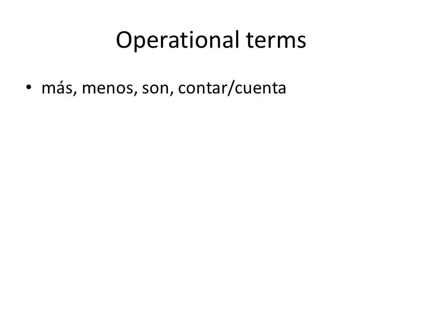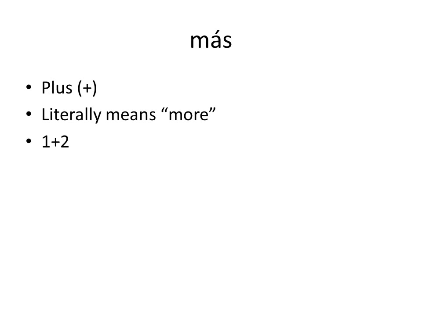Now we'll be talking about our operational terms, más, menos, son, and contar or cuenta. Más. Más means plus. Literally, it means more, but when we're talking about our math operations, like 1 plus 2, we would say uno más dos. So pretty simple. When we want to say plus, we just say más. Uno más dos.